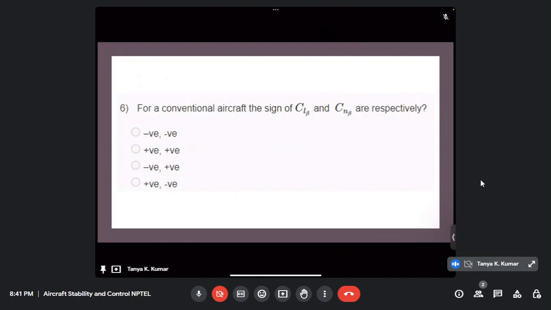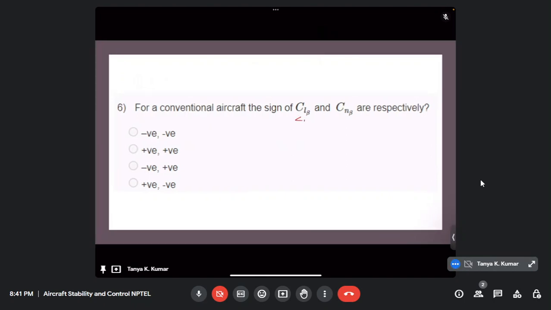So CL beta is negative and CN beta is positive, correct? This is the value. Answer. Next, when the center of gravity of the aircraft moves rearward, then the effect on short period mode will be.